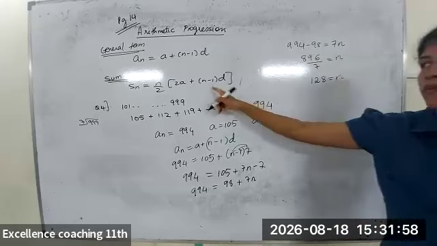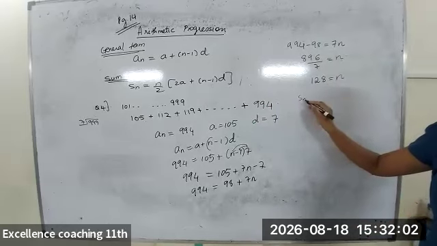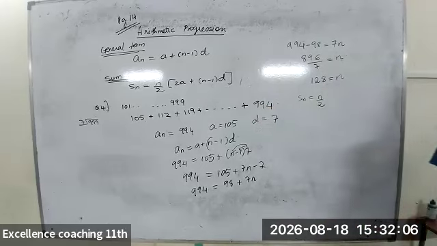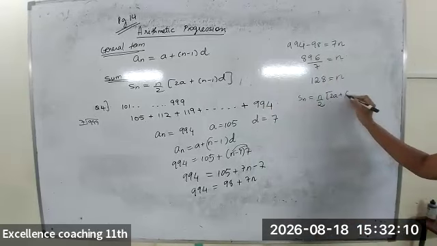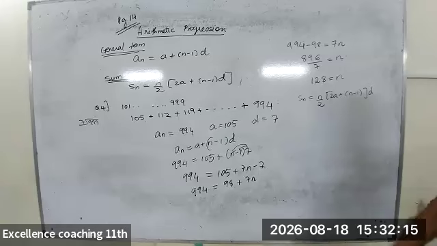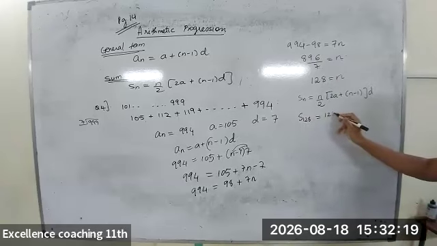Now use the sum formula. If you want, you can use the shortcut formula, a plus l, also. Because last term, you know, l is 994. Now sum we have to find. So use the sum formula now, the second formula. n we know is 128. Sum of 128 terms.